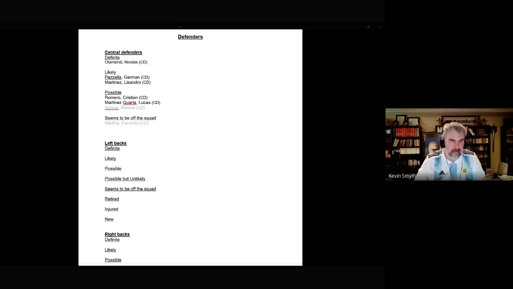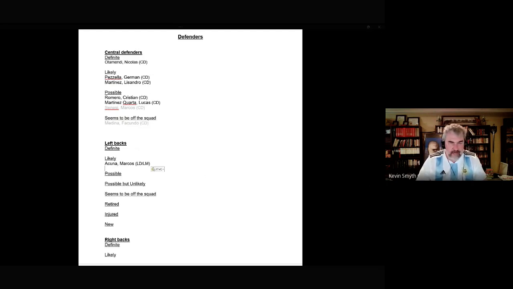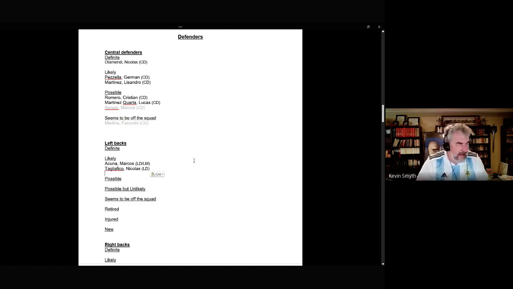Let's move on to left backs. And for left backs, we have a likely candidate in Marcos Acuna. So no definite candidate there, and you'll see why shortly. And a likely candidate in Nicolas Tagliafico. And that's it. That's all we have for designated left back. So let's begin with Marcos Acuna.